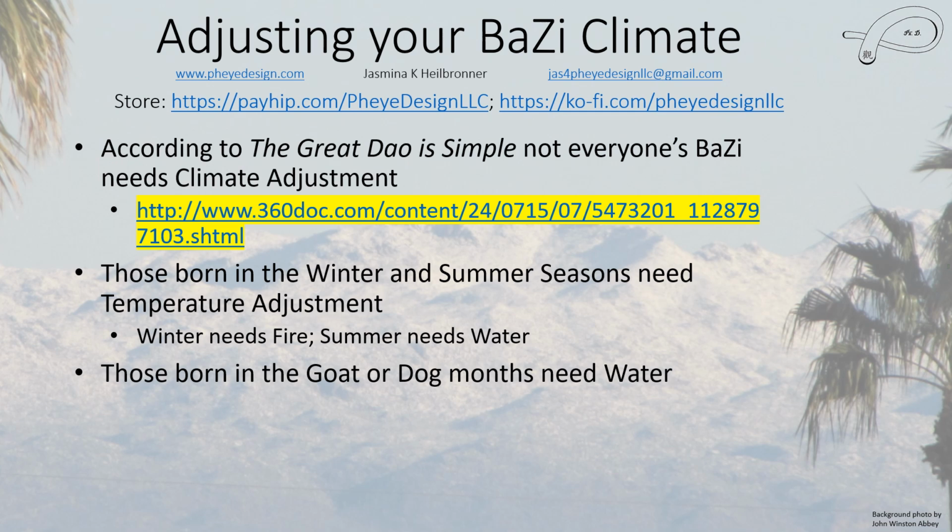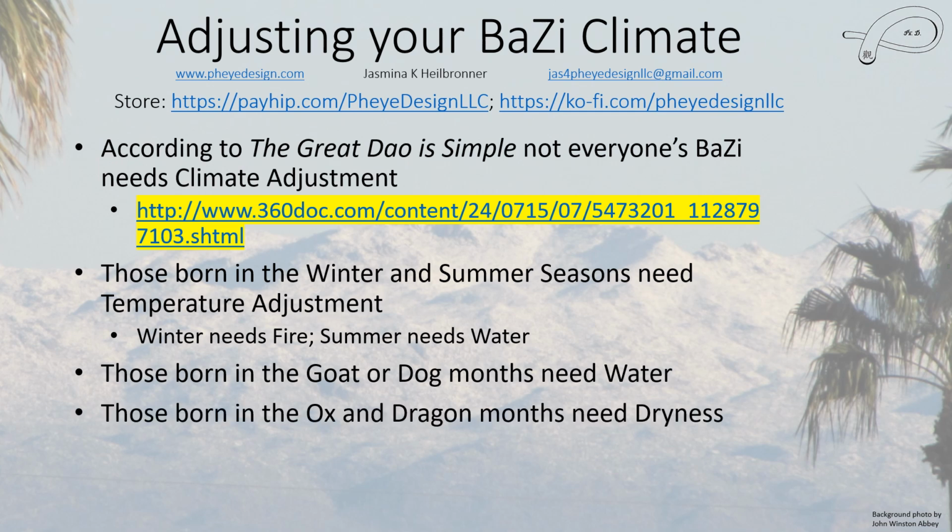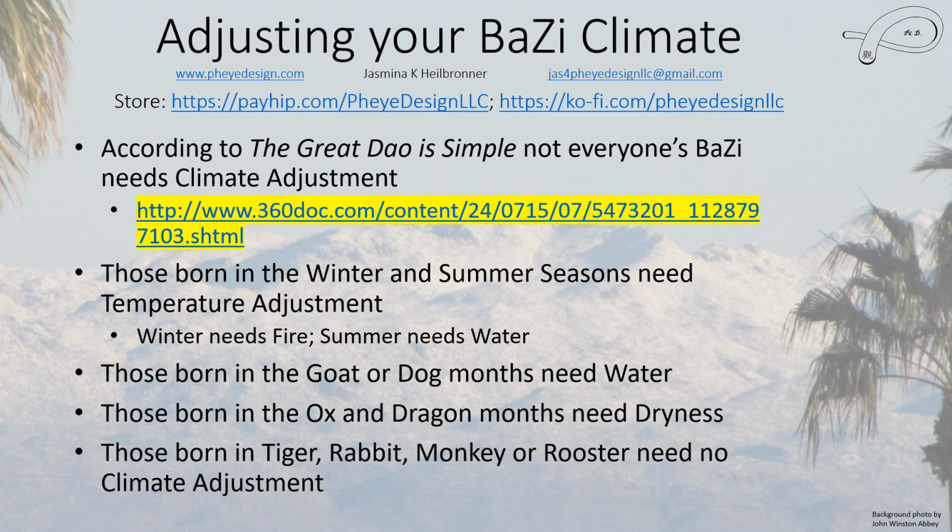Now, those born in the goat and the dog months need water because these are the months that are dry. And these two animal signs are the earth animal signs. And those born in the ox and the dragon months, again, two earth animals, they need dryness. So these two need the humidity adjustment. And then it goes on to say that those born in the tiger, rabbit, monkey, or rooster months need no climate adjustment. And because of what follows, I actually had my husband read this, and he is a native Chinese speaker and reader. So he says, yes, this is exactly what it says.